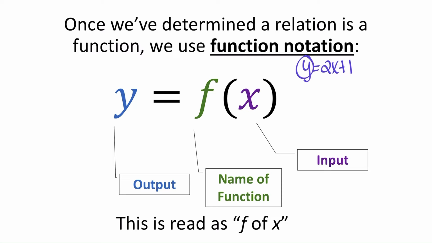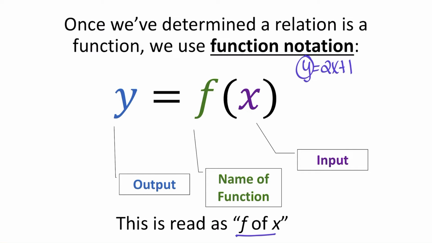This does not mean f times x. I know we're used to seeing the parentheses and thinking it means multiply, but that's not what it means. This means f of x, and that's how it's read. So this means that y is the output, f is the name of the function.